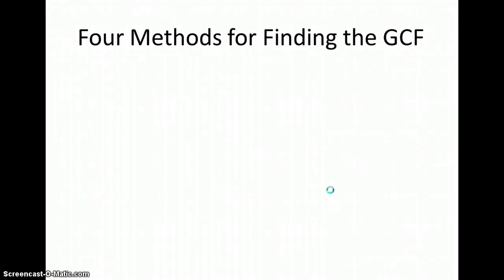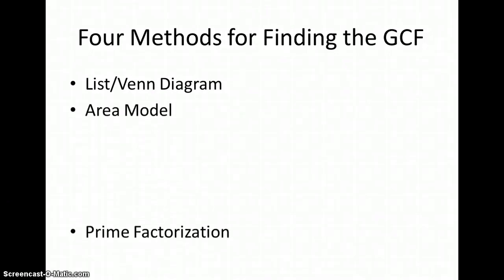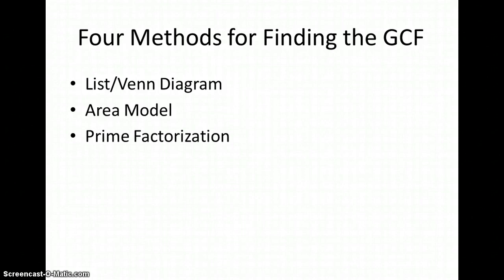Let's review the 4 methods for finding the greatest common factor. You can find the greatest common factor by creating a list or Venn diagram, by creating an area model, by finding the prime factorization of both numbers, and by creating a ratio and simplifying.